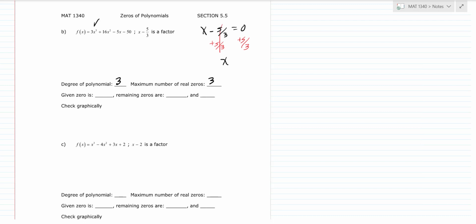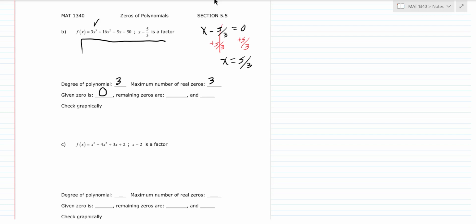So what you get is x equals 5/3. Okay, so if you plug in 5/3, 5/3 minus 5/3 is 0. So that would be your first 0 right there. Okay, so what we're going to do is synthetically divide.